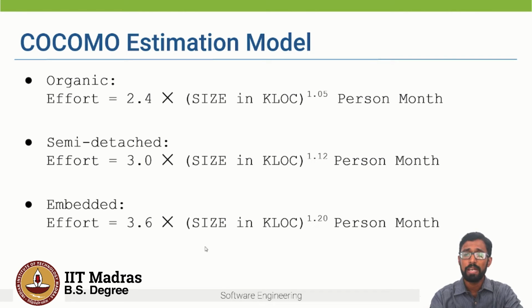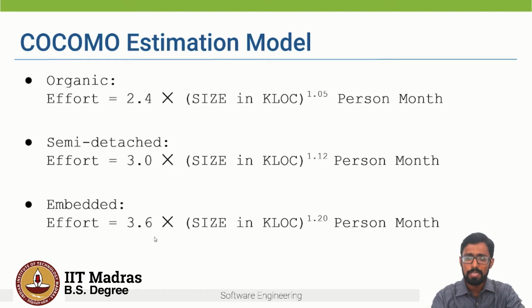So based on an empirical analysis of several projects, Boehm came up with these values for A and B for each of the types of projects. You can see that the values of the constants A and B are based on the type of project, right? And for organic projects, the values are the least: it's 2.4 and 1.05, and it is highest for embedded projects.